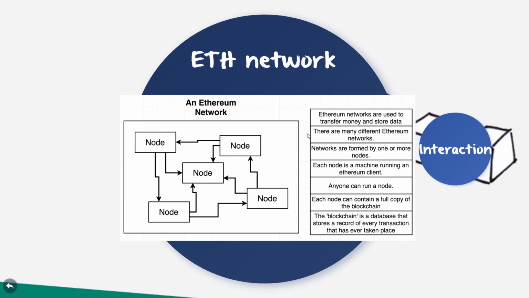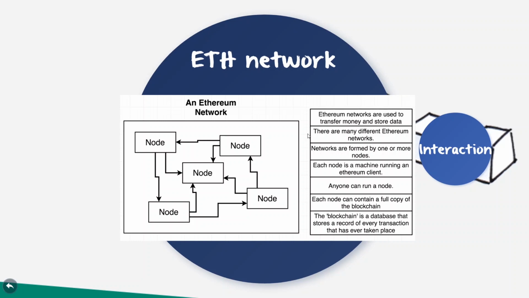But there is not only the main network, we also have test networks. These are used to test your applications, because if you want to test something, you don't want to spend real money. That's why you use a test network. You can also run a network on your computer. And that's actually hand in hand with the next point.